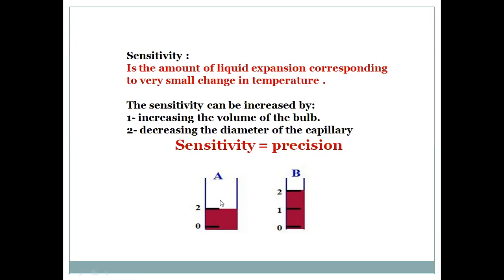Now, we have here the capillaries of two thermometers. This one is wide, this one is thin. For the wide one, the precision is 2. For the thin one, the precision is 1. So B is more precise than A. That's why B is more sensitive. So sensitivity affects precision. If the diameter is smaller, precision is higher. So this is the second property of a thermometer, where the liquid expands quickly and is sensitive to any increase in temperature.